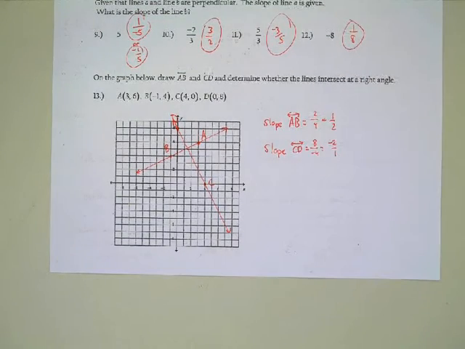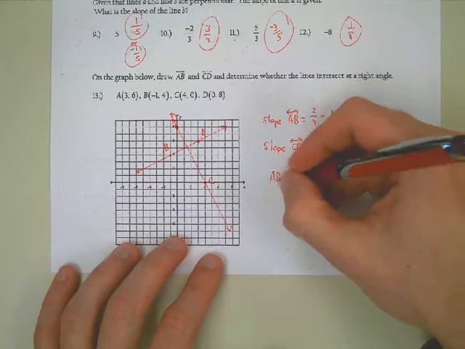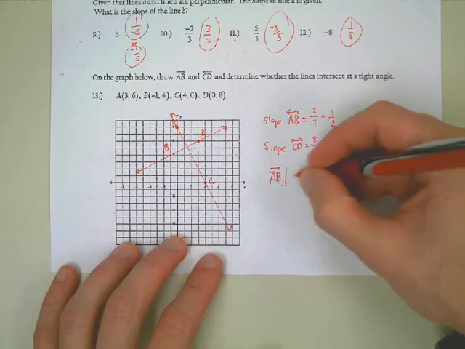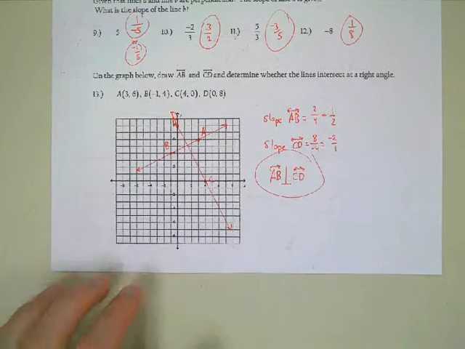So then, Lindsay, are these two lines perpendicular? Yes. Right? Yes. AB is perpendicular to CD. That's our final answer. All right, so that's pretty straightforward stuff, right? Questions on any of that?